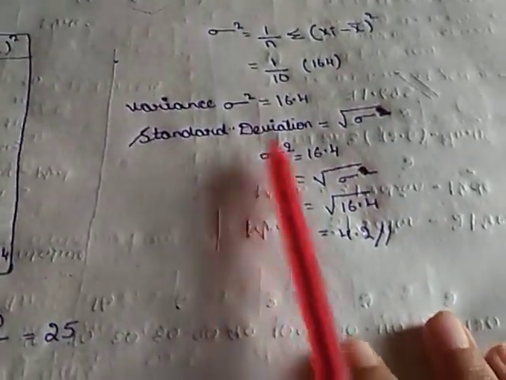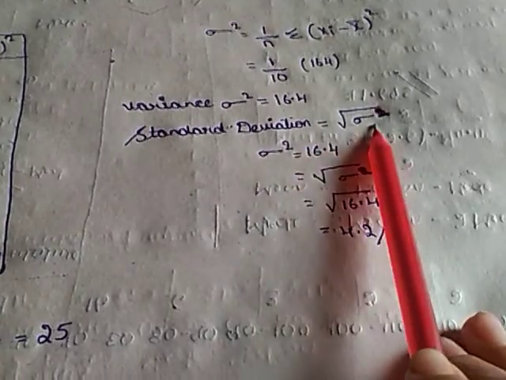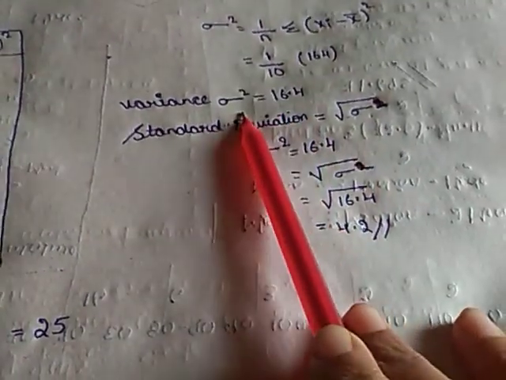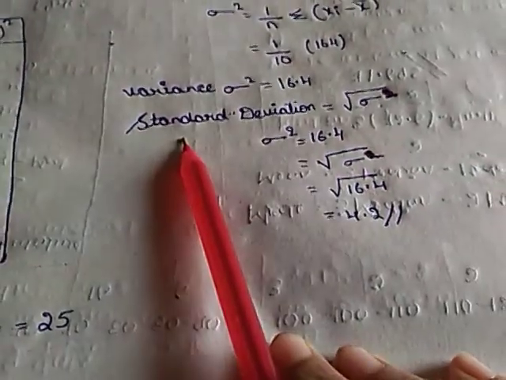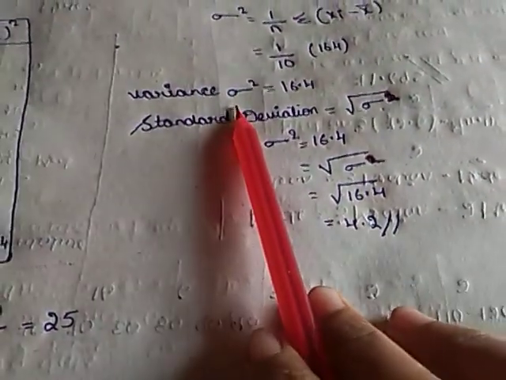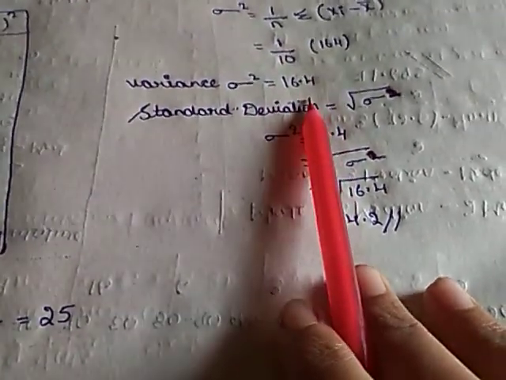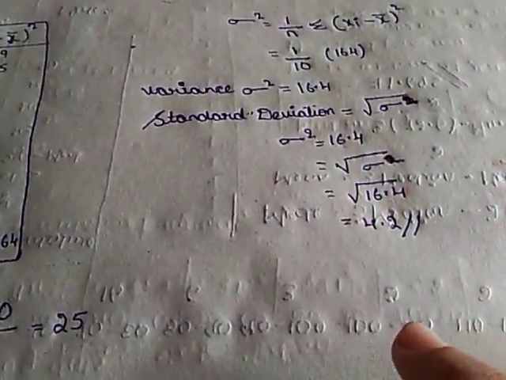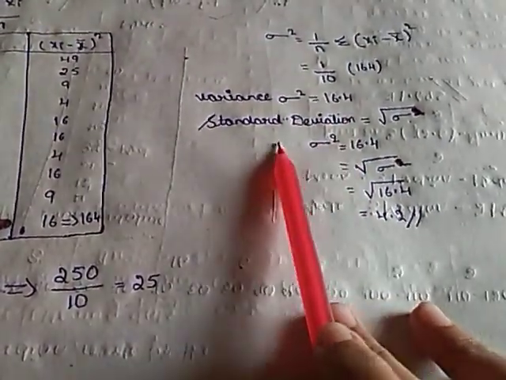The standard deviation formula is SD equals root over sigma square. Sigma square is 16.4, so root over 16.4 is 4.2. So we get the standard deviation. If you find the variance, then you should apply the root to the variance answer, and then you'll definitely get the standard deviation answer. First find the variance, then apply the root to get the standard deviation.